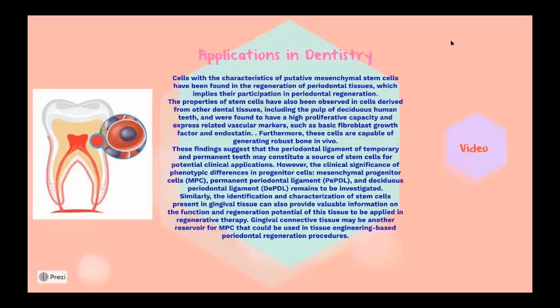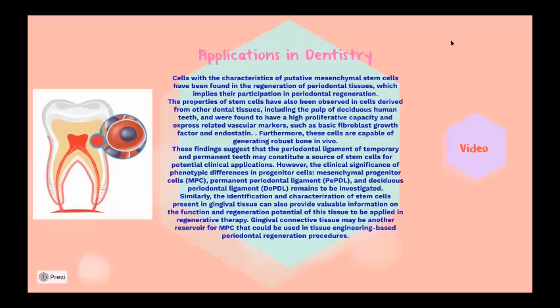Furthermore, these cells are capable of generating robust bone in vivo. These findings suggest that the periodontal ligament of temporary and permanent teeth may constitute a source of stem cells for potential clinical applications. However, the clinical significance of phenotypic differences in mesenchymal progenitor cells (MPC), permanent periodontal ligament (PEPDL), and deciduous periodontal ligament (DEPDL) remains to be investigated.